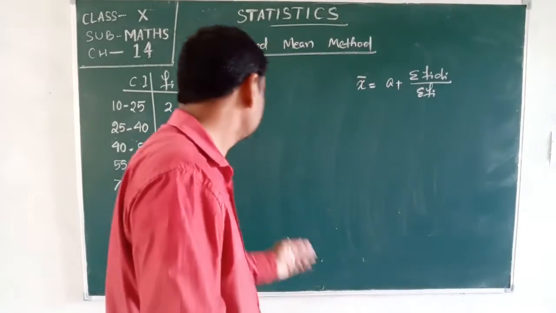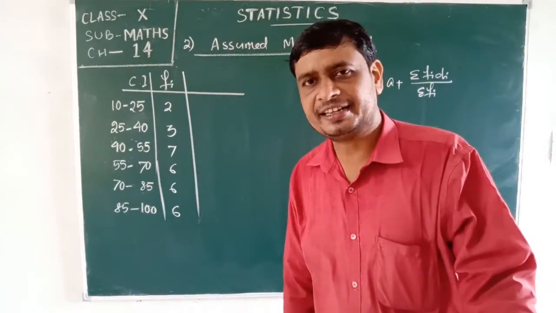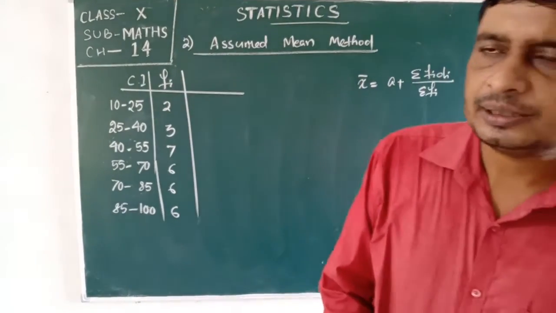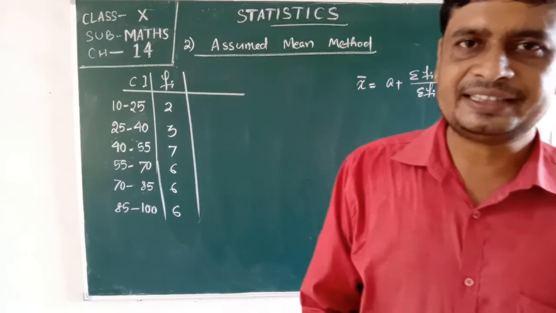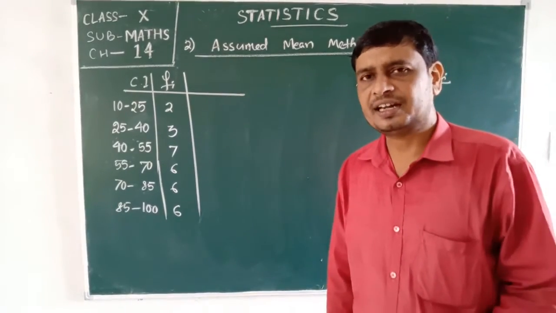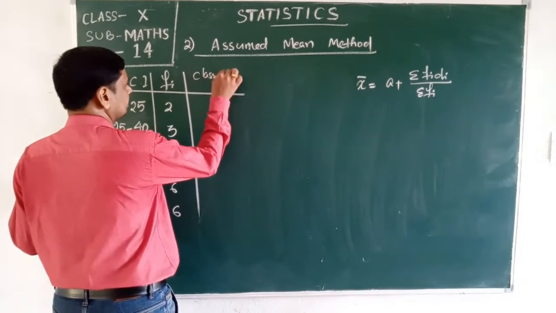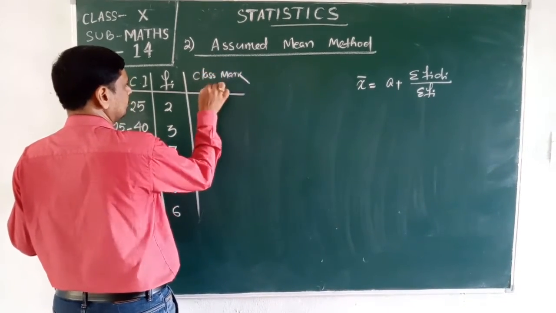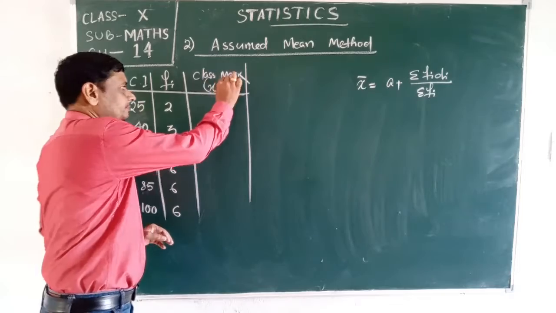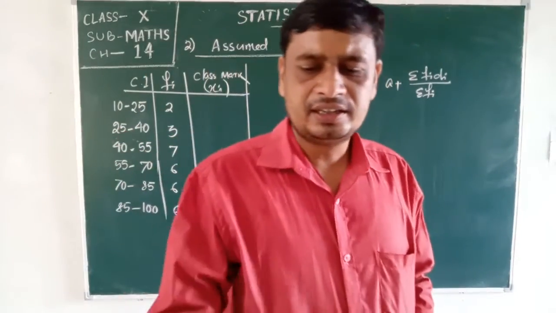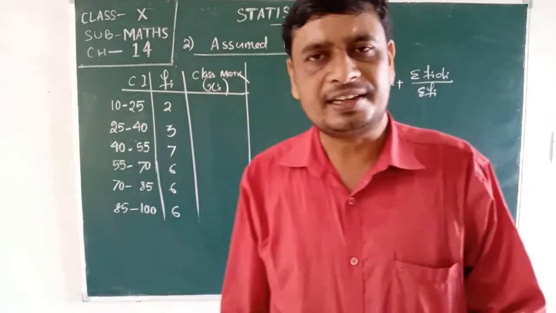It is not mentioned xi. In ungrouped data, observations are written directly, that is considered as xi. But in grouped data, we have to find the xi column. Xi is taken for class mark. Class mark is xi. And we have already discussed how to find the class mark of any given class.